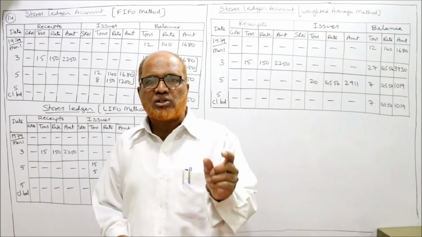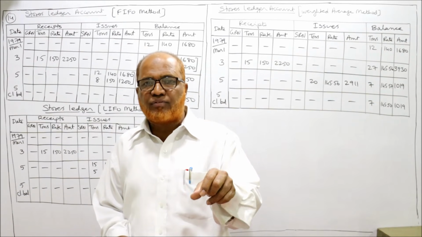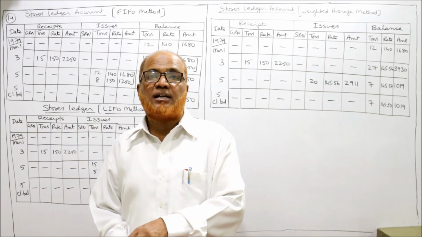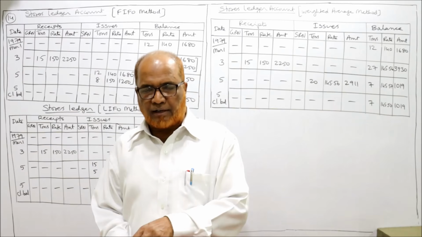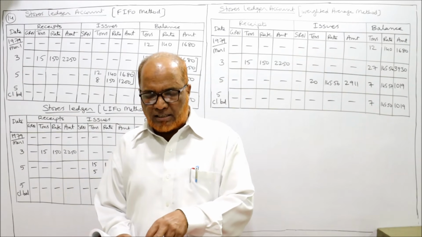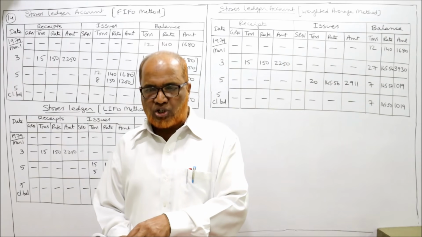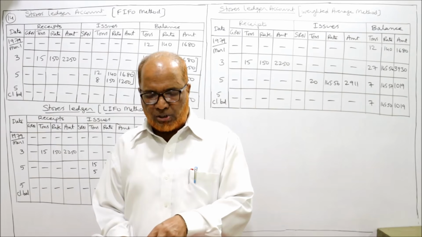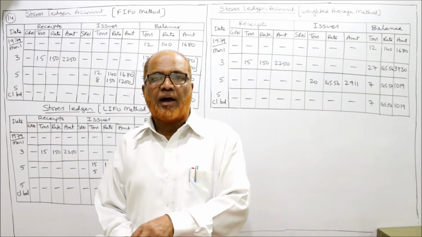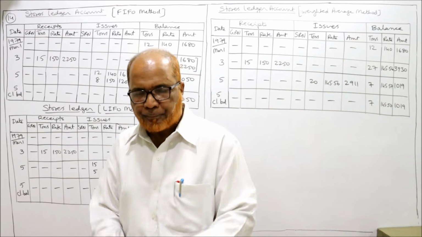The opening balance was 12 tons at rupees 140 per ton. And on 5th March, there is a purchase of 15 tons at the rate of 150 per ton. On 5th March 1979, 20 tons of material was issued. Calculate the price of issues and value of closing stock if the issue of material is priced according to FIFO method, LIFO method and weighted average method.